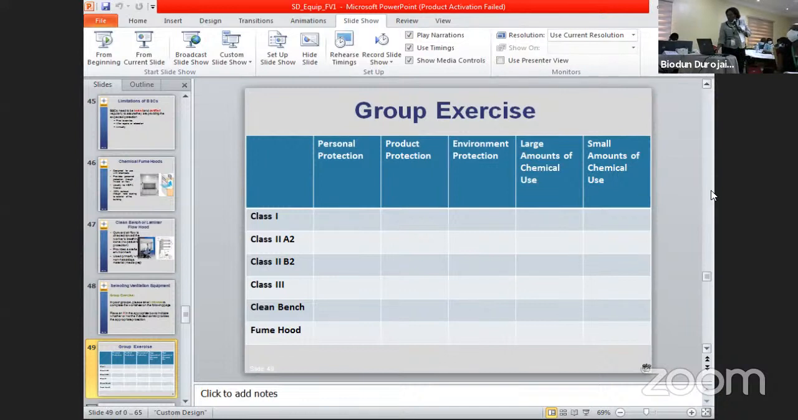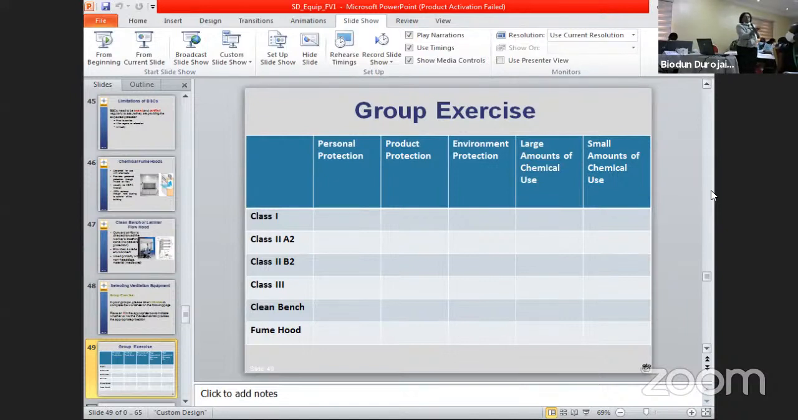So we'll go back. No. Large amount. So clean bench. Can you work with chemicals on the bench? No. Class three. You can't carry a hand. Then fume hood. Yes. Small amounts of chemical use. You already know the answer.